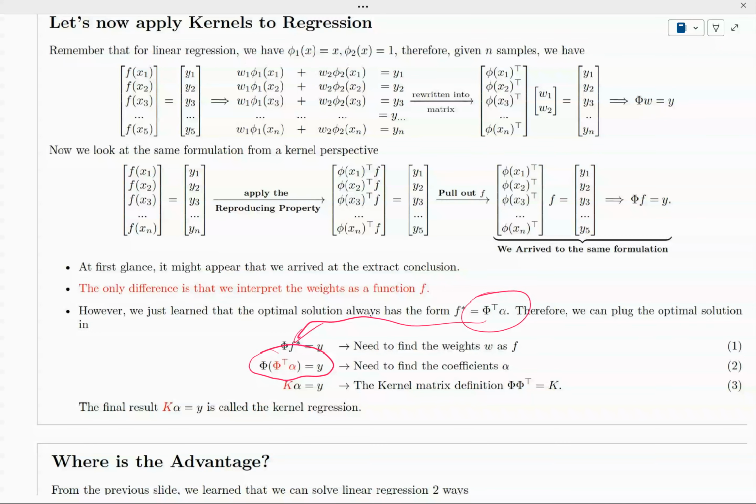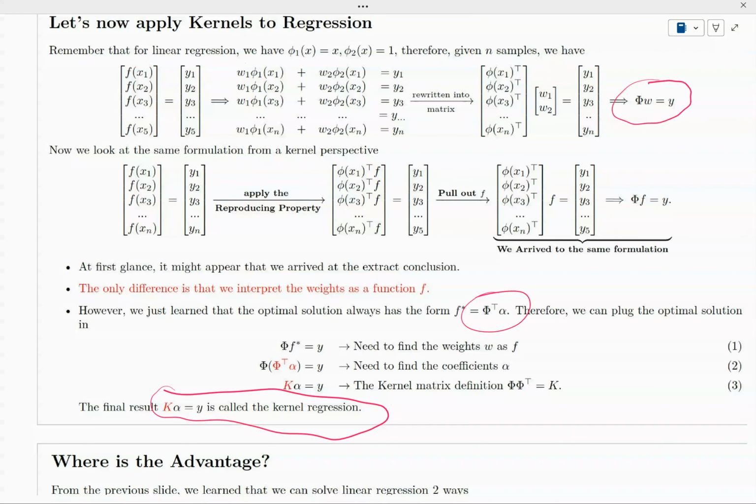Now remember, when you have phi times phi transpose, that is a kernel matrix. So here we have alpha times the kernel matrix is equal to y. And this right here is called the kernel regression. So in basic linear regression, we're trying to solve this. In kernel regression, we're trying to solve this. Okay, so these two are the difference.